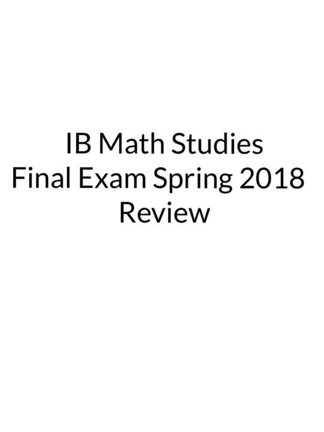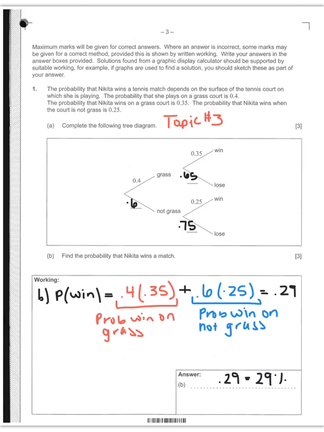This is the review video for the IB Math Studies Final Exam Spring 2018 review. Question number 1 is from topic 3. We're talking about probability. So they give us a tree diagram and give us some information.